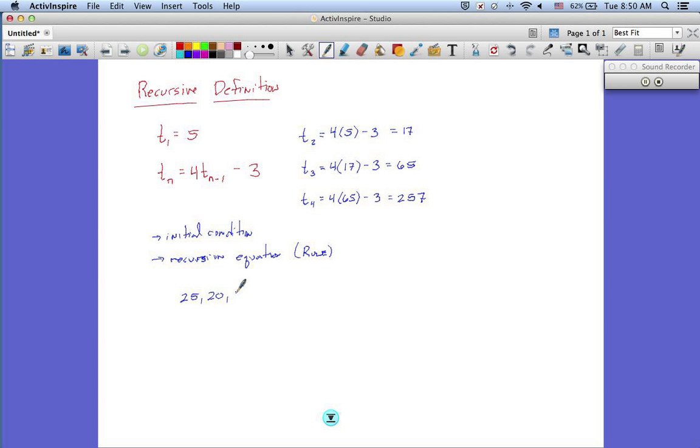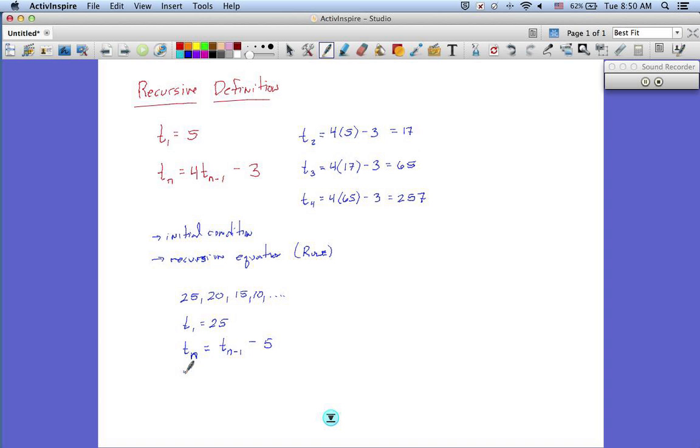25, 20, 15, 10, dot, dot, dot. So recursively, you know the first term is 25. And to find the following term, you're simply going to take the previous term and subtract 5. Okay, that's the recursive equation. To find any term, t sub n, you take the previous one and subtract 5.